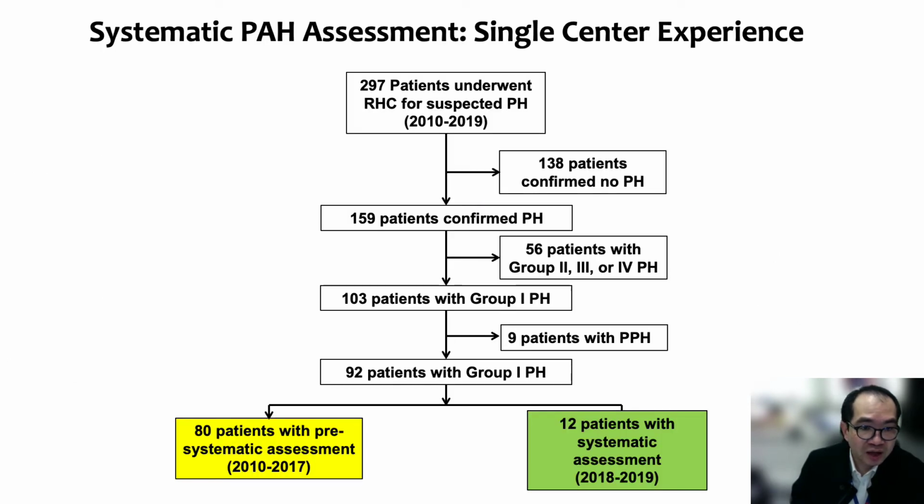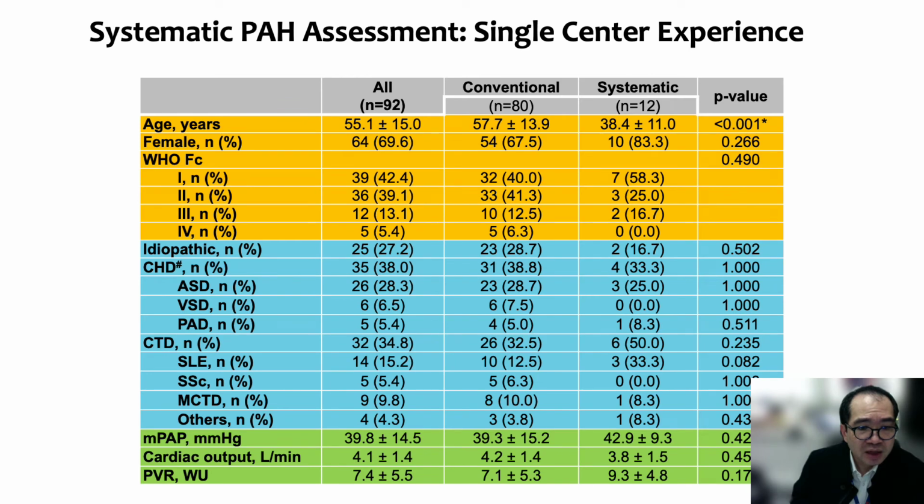This is what we have done over the past few years. We look back to compare our patients newly diagnosed with pulmonary hypertension with those patients that we managed in the old way in 2010 to 2017. And this is the data that we have. We compare patients in the past, where we used the conventional method, with now, when we use systematic periodic assessment, to see whether we can have a better outcome for these patients.